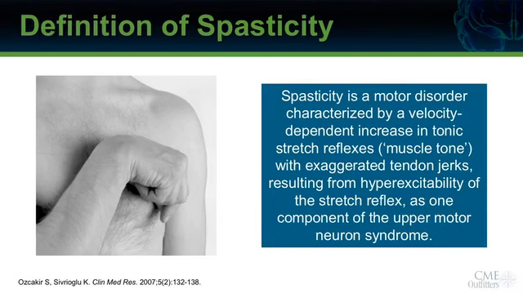Now, to start with the definition, the classic definition of spasticity, originally from Jim Lance and then modified by others over the years, is that spasticity is primarily a motor disorder, characterized by velocity-dependent increase in tonic stretch reflexes, so-called muscle tone, with exaggerated tendon reflexes resulting from hyperexcitability of the stretch reflex. And this is one component of the broader upper motor neuron syndrome.